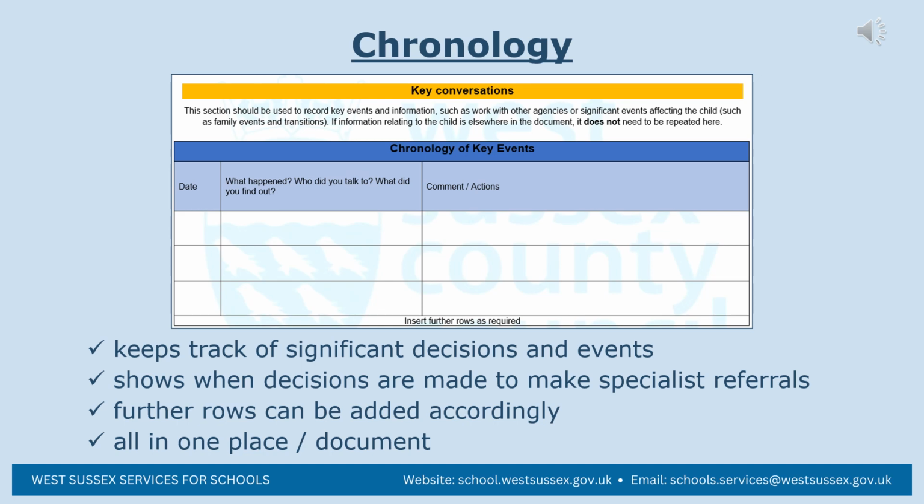The chronology space builds to keep track of significant decisions and events on one page. It clearly shows key events and when decisions are made to refer to specialist agencies. Further rows can be added to build the chronology over time, keeping a record in one place so it's easier to see the graduated response in action.